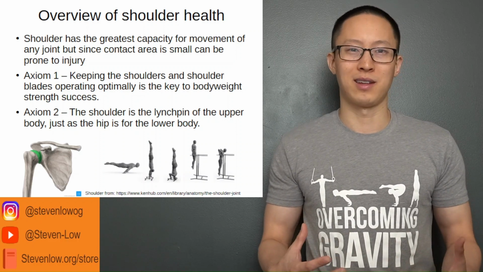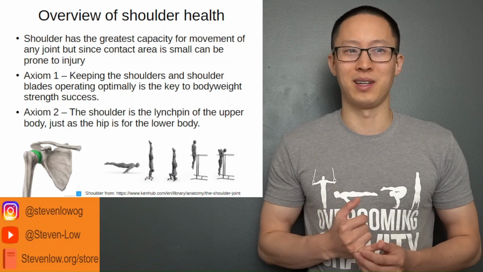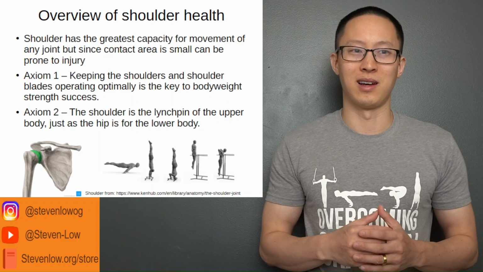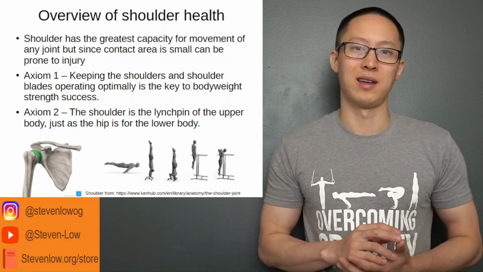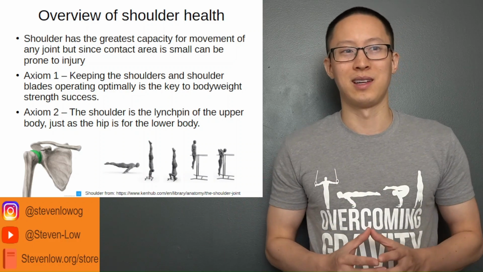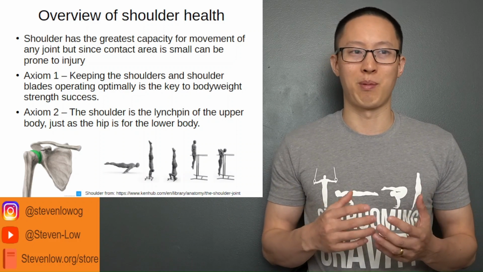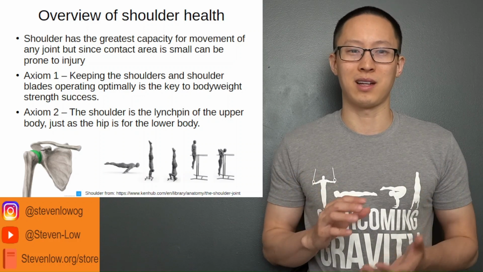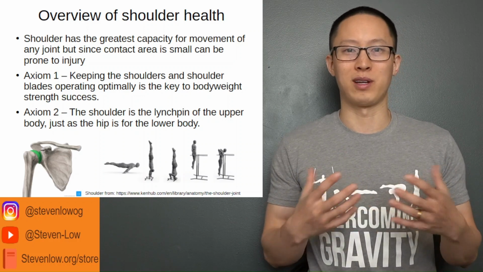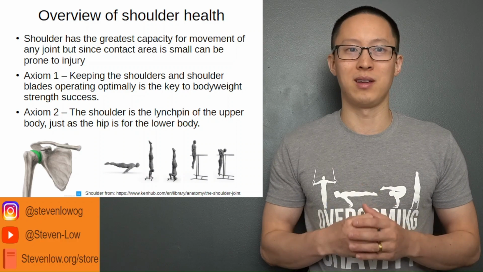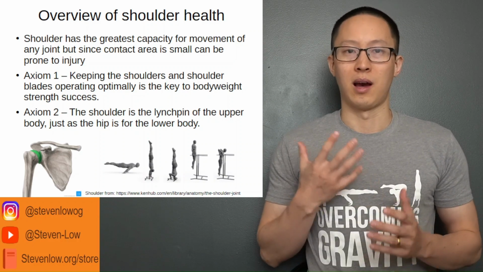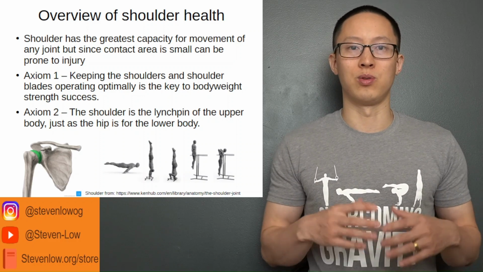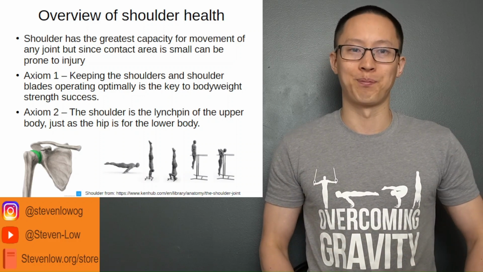So I have two axioms in the book. Basically, keeping the shoulders and shoulder blades operating optimally is the key to body weight strength success. And axiom two, which is the shoulder is the linchpin of the upper body, just like the hips are for the lower body. And basically, what these axioms are driving at is if we keep our shoulders healthy, good mobility, good amount of strength and control, then they're generally going to stay healthy and injury free.